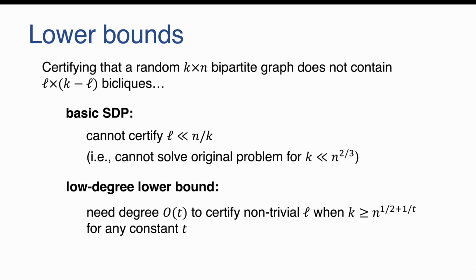And we also have a low degree lower bound, which shows that you need polynomials of degree O of t if you want to certify a non-trivial bound, when k is at least n to the 1/2 plus 1 over t. So this somehow suggests that if you want to solve the problem for n to the 1/2 plus 1 over t, you need time complexity n to the t.